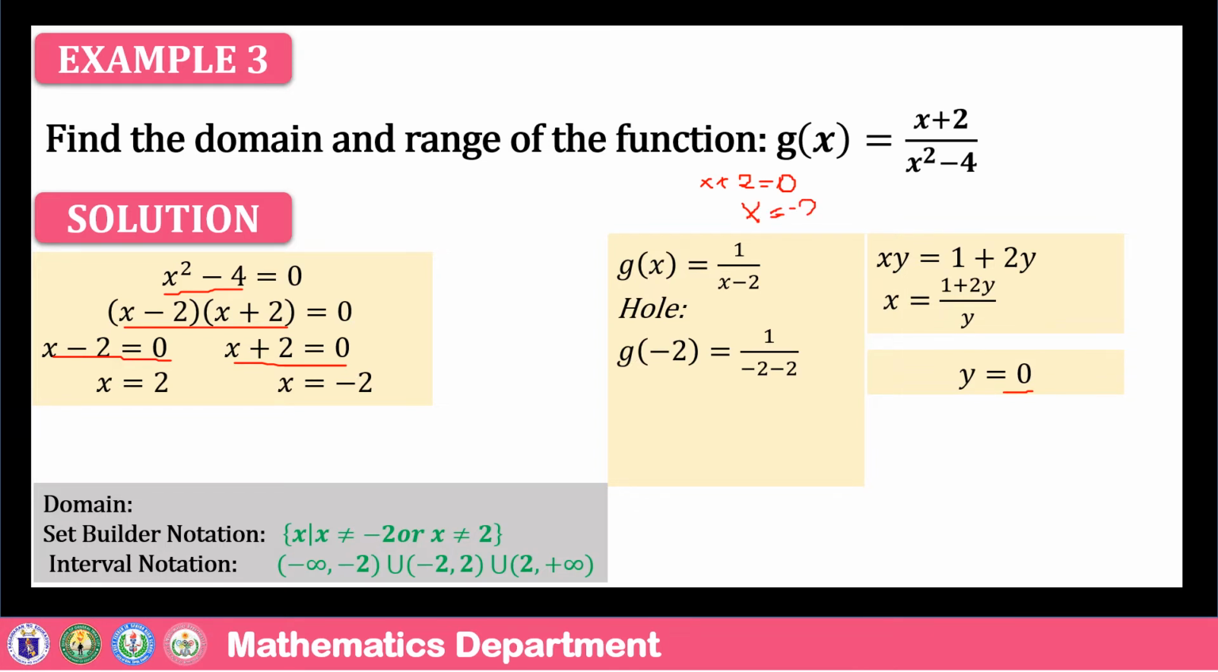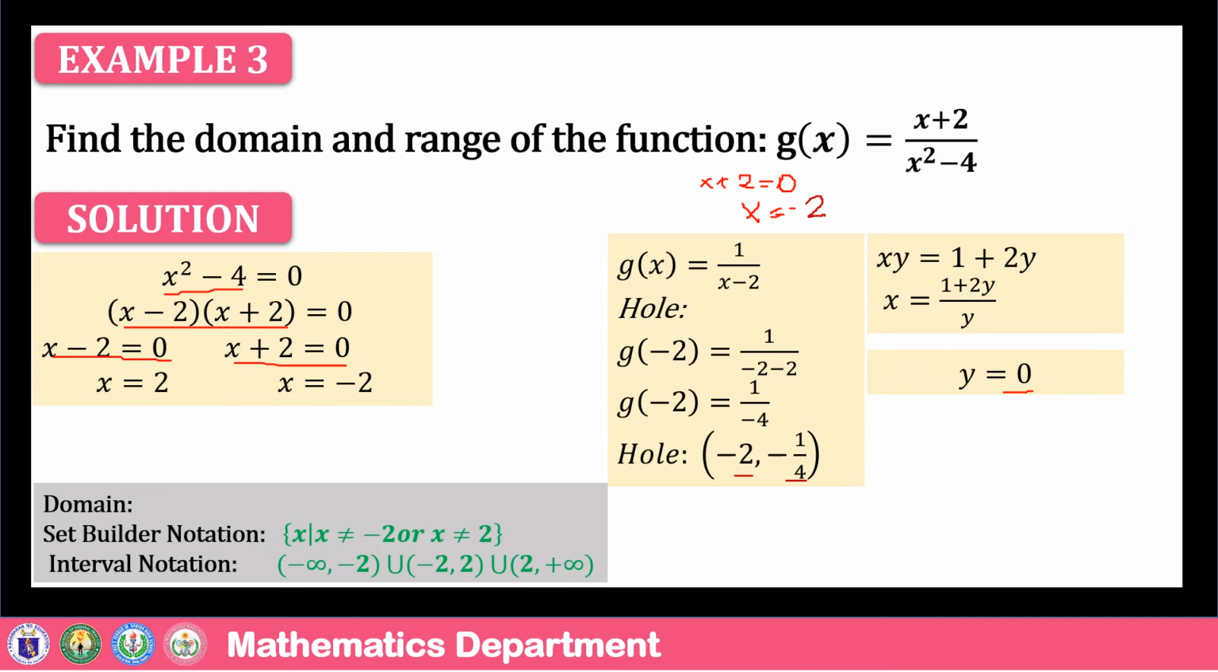Now, yung x equals negative 2 na ito yung gagamitin natin at isa-substitute natin sa ating simplified na rational function. So, solving for g of negative 2, ang magiging result natin ngayon, we have 1 over negative 2 minus 2, so that is 1 over negative 4. So, ang magiging coordinate ng ating whole ay yung negative 2 and negative 1/4. So, ito yung x-coordinate ng ating whole. Ito naman yung ating y-coordinate.